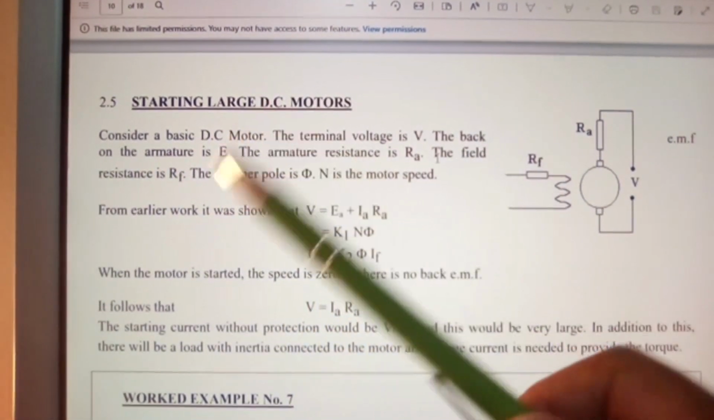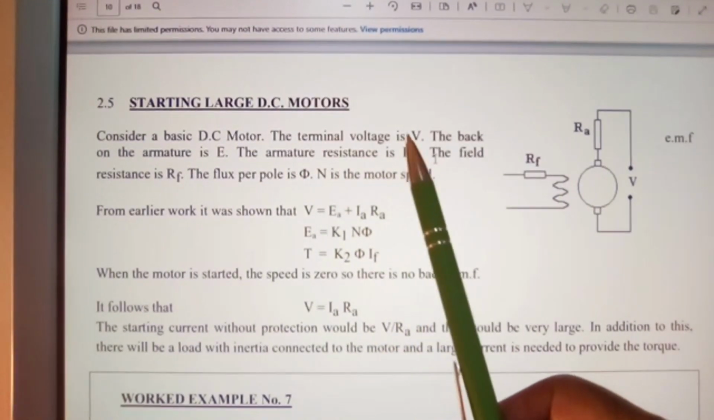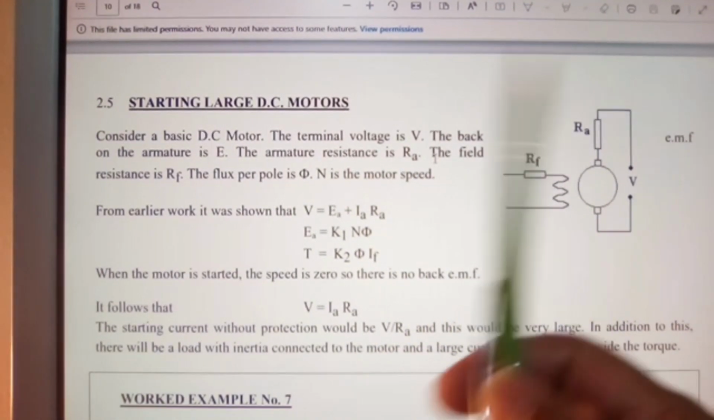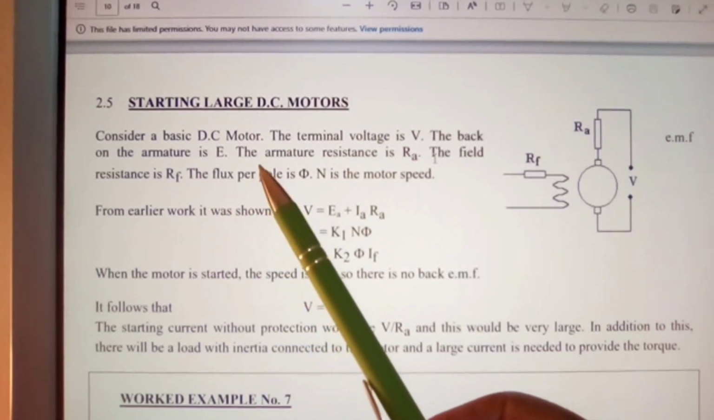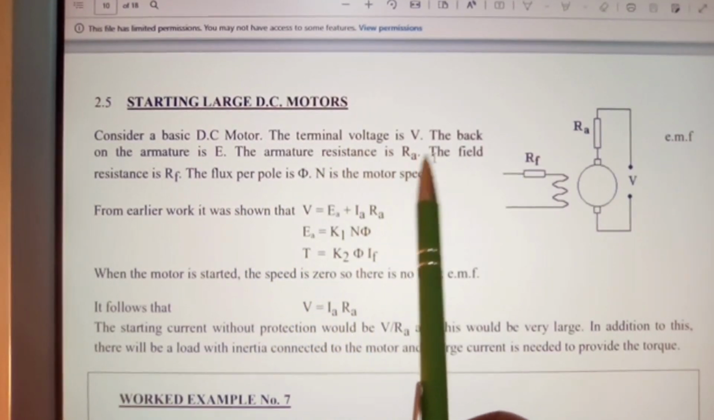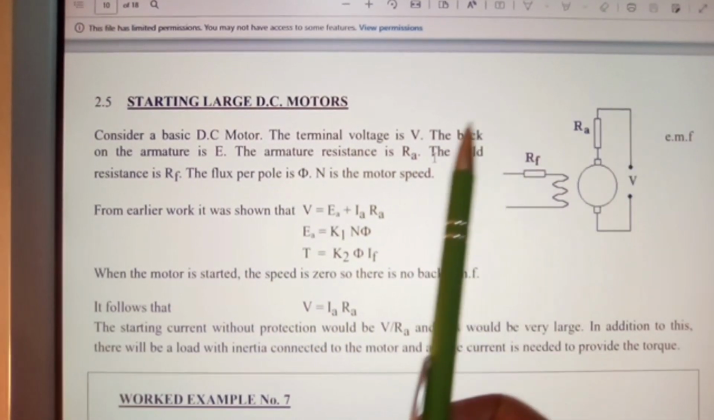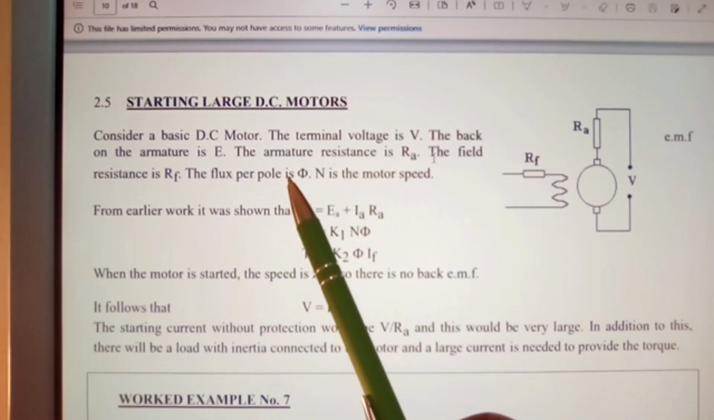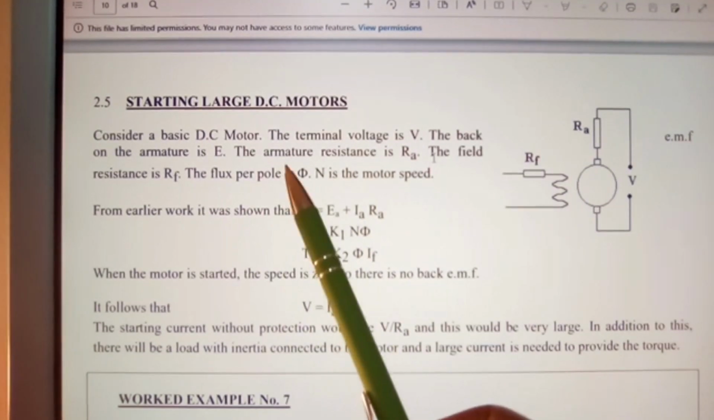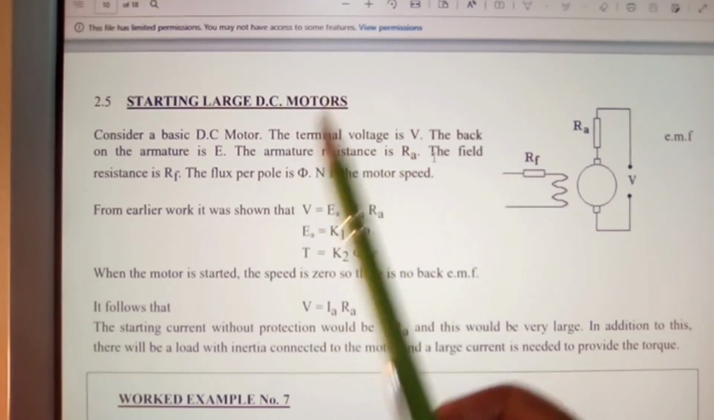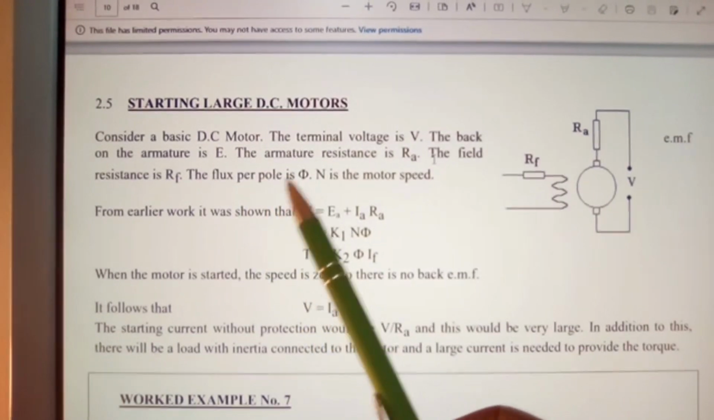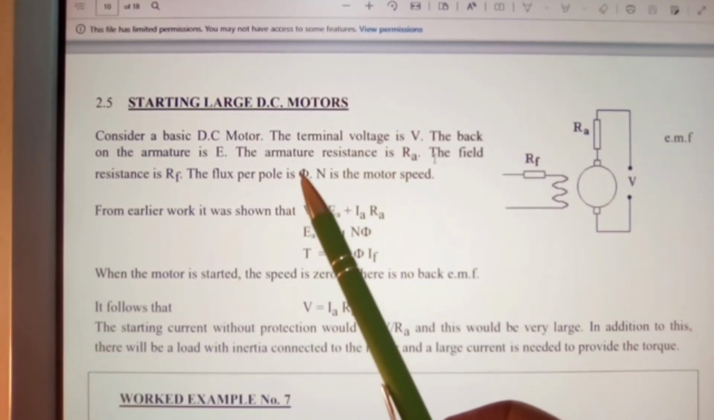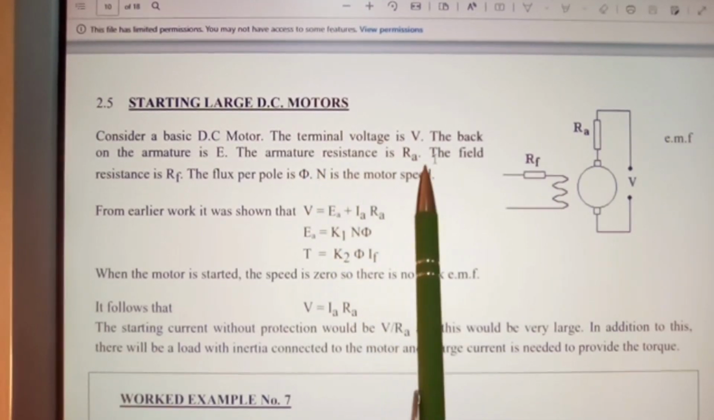Consider a basic DC motor. The terminal voltage is V. The back EMF on the armature is E. The armature resistance is RA. The field resistance is RF. The flux per pole is theta. Again, I call it theta. You can call it something else. I may have it totally wrong, but whatever. It represents the flux. N is the motor speed.